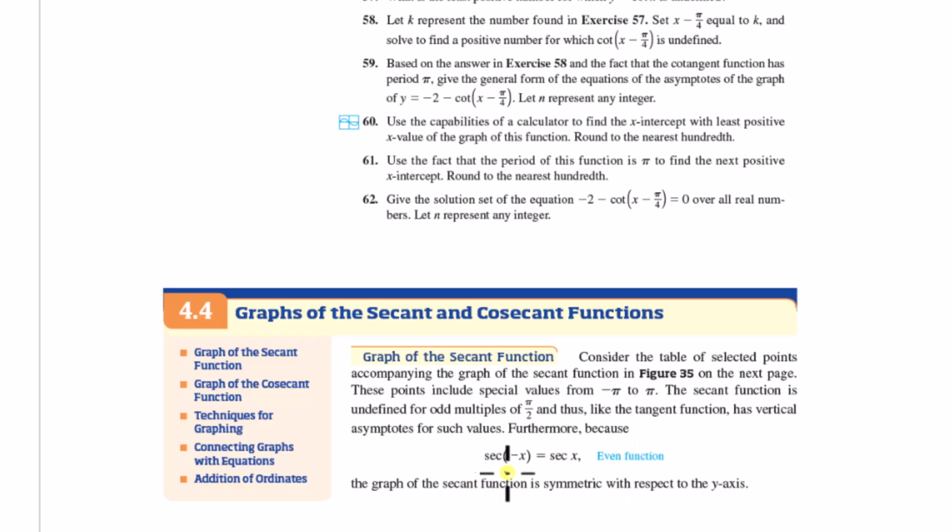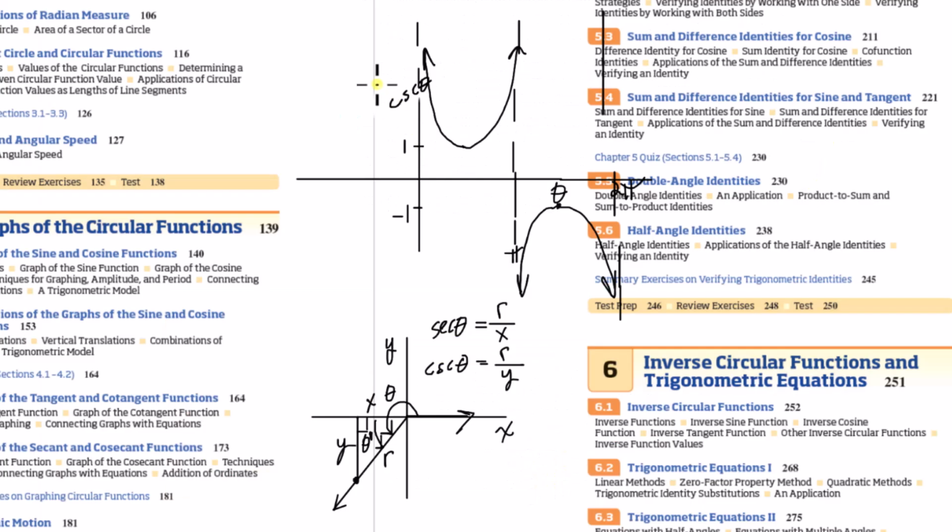So cotangent and tangent were odd functions. Secant, and I believe cosecant as well, is an even function. So you plug in minus x, you get the original function back. Right, if we come back here, yeah, cosecant is going to be even as well.